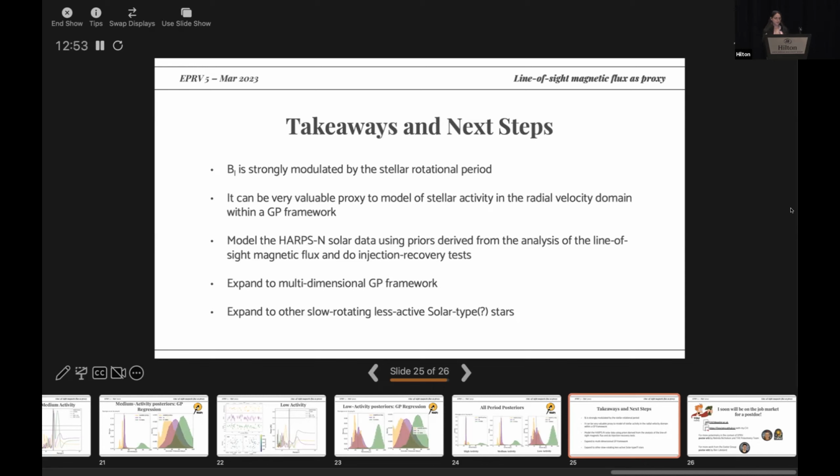And possibly the next step, ideally, would be to try and get polarimetric observations of other solar-like, less active stars and see how we do with actual Stokes V and I profiles and polarimetry.